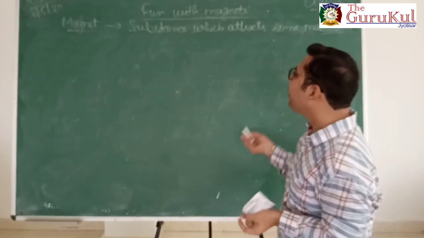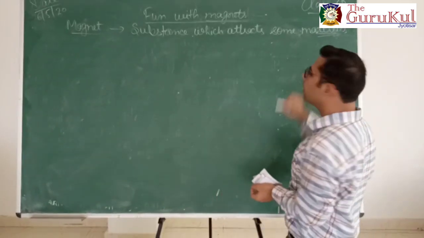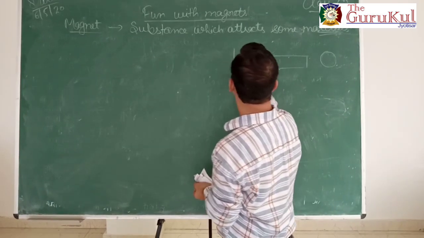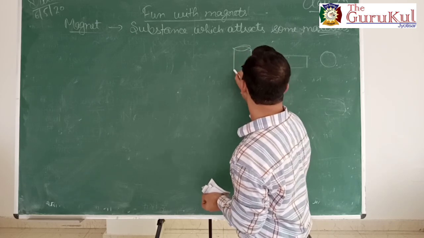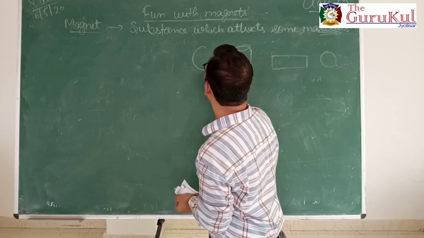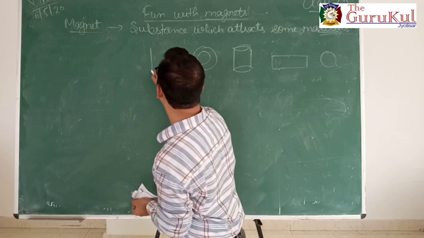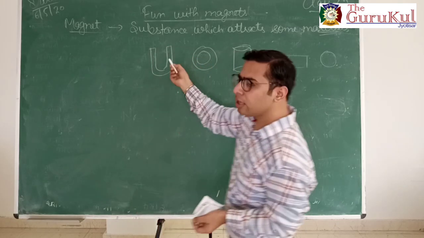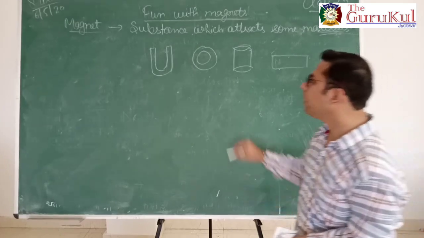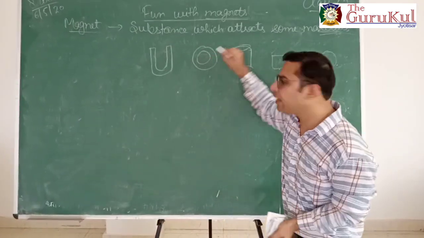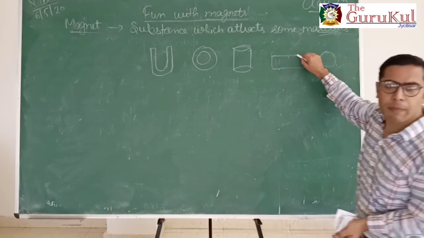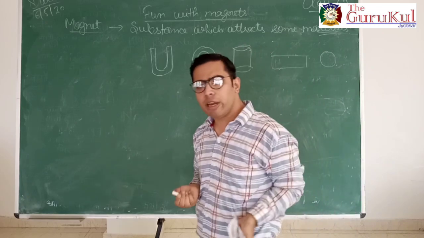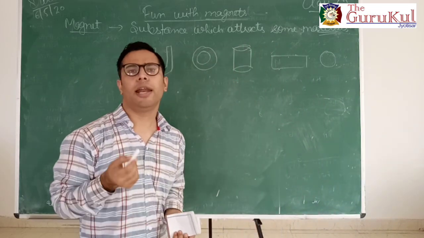Magnets are available in various shapes and sizes. There can be a button magnet, a bar magnet, a cylindrical magnet, a ring shaped magnet and a horseshoe magnet. These are the different shapes of the magnet which you are seeing on the board. I repeat again: horseshoe magnet, ring shaped magnet, cylindrical magnet, bar magnet and button magnet. Understand? So magnets are usually made up of iron, nickel and cobalt.